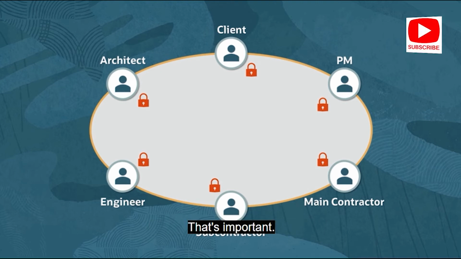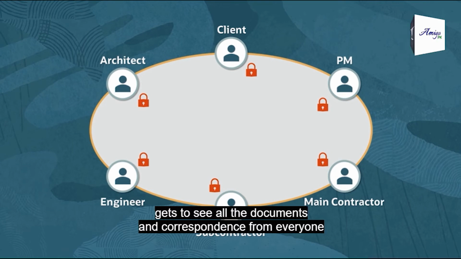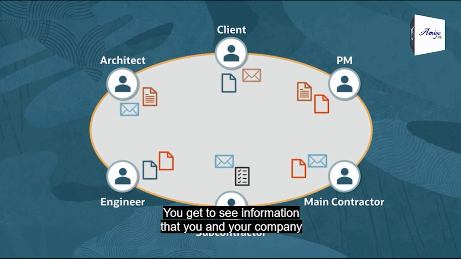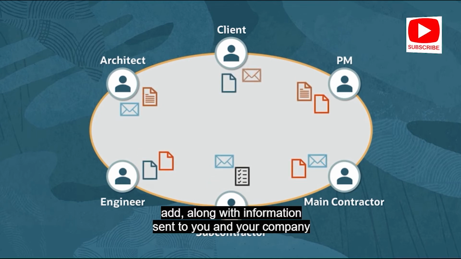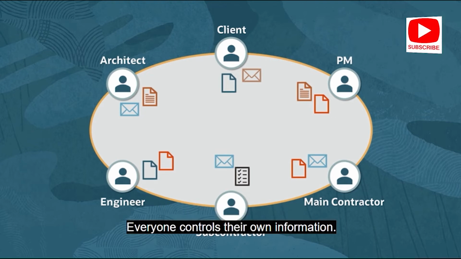And that's important. It's sometimes assumed that the company paying for Aconex gets to see all the documents and correspondence from everyone on the project. That's not true. You get to see information that you and your company add, along with information sent to you and your company by others on the project. Everyone controls their own information.